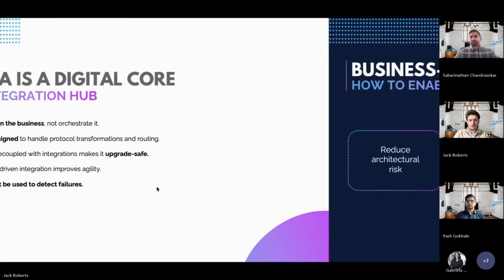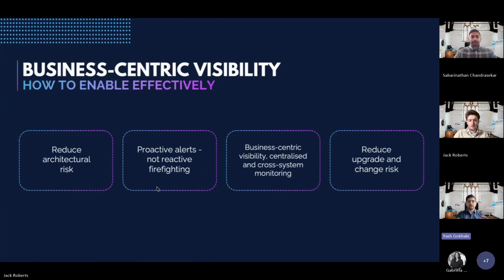Thank you. Thanks, Sab. So how do you actually enable this business-centric visibility effectively? Sab mentioned the main important thing is to reduce your architectural risk. So decoupling S/4HANA from external systems via Integration Suite, that's the most important thing you should be doing. Eliminating those point-to-point integrations and instead using standard APIs or business events where possible, and trying to get rid of custom code, is the best way to decouple all of your systems and make sure that your architectural risk when you go forward with an S/4HANA transformation is reduced.